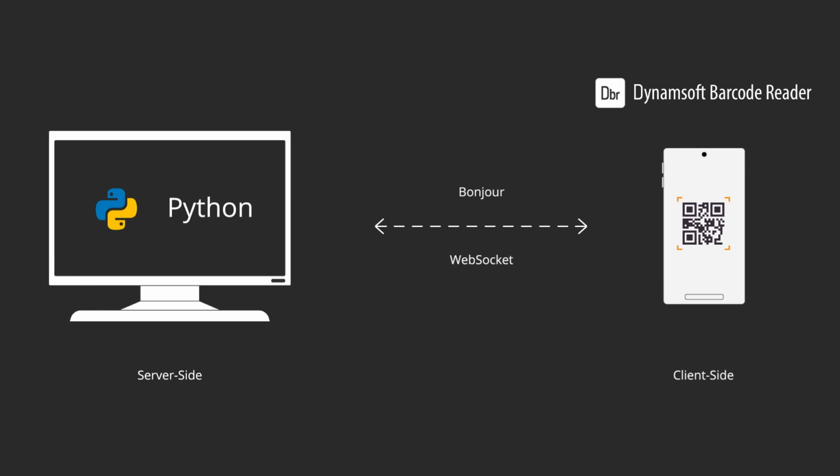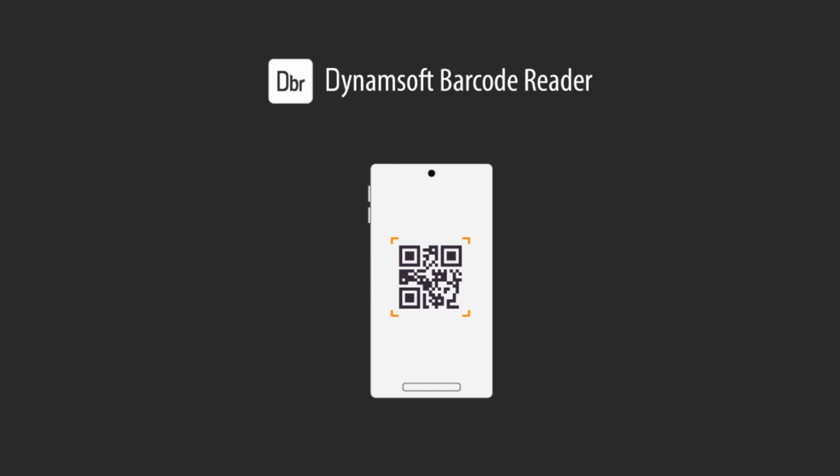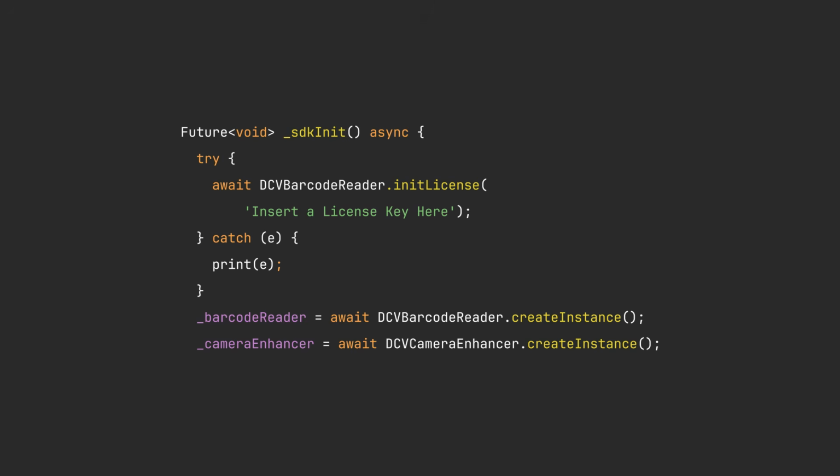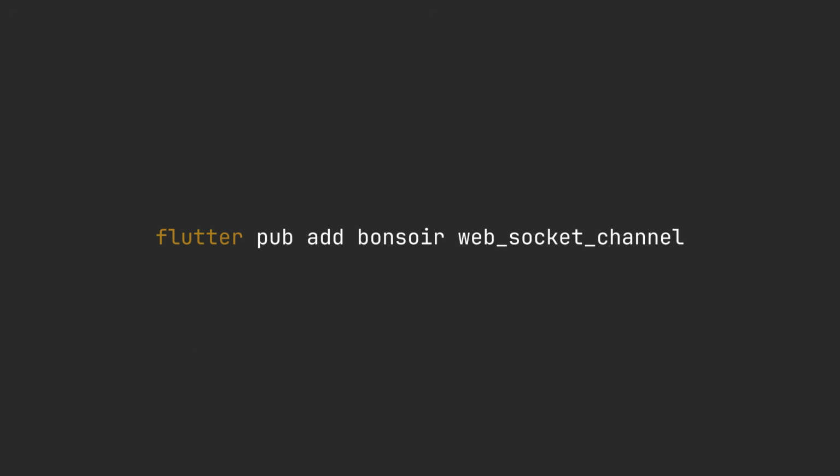Next, let's move on to the client side of the solution. We create a Flutter app using the Dynamsoft Barcode Reader SDK. Install the Dynamsoft Capture Vision package and initialize the SDK with a license key. Use the Bonjour package to discover the Bonjour service server.